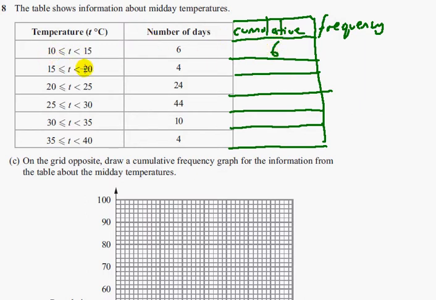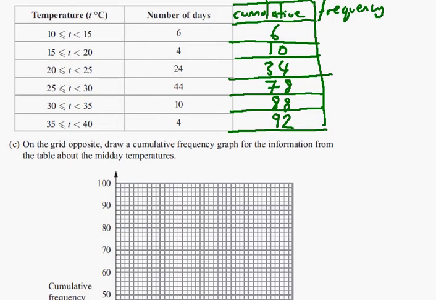Now from 10 to 20 we need to add 4 onto that, so we've got 10 days. From 10 to 25 we've got another 24 days to add onto that, so that's 34. From 10 to 30 we need another 44 days, so that's 78. From 10 to 35 that's another 10 days, that's going to be 88 days. And 10 up to 40 degrees we've got another 4 days, that's 92 days.